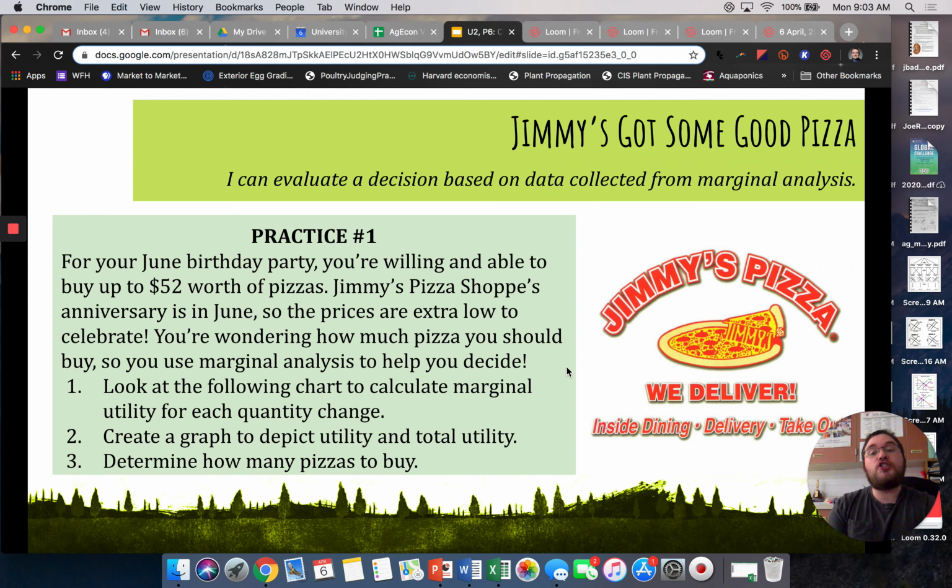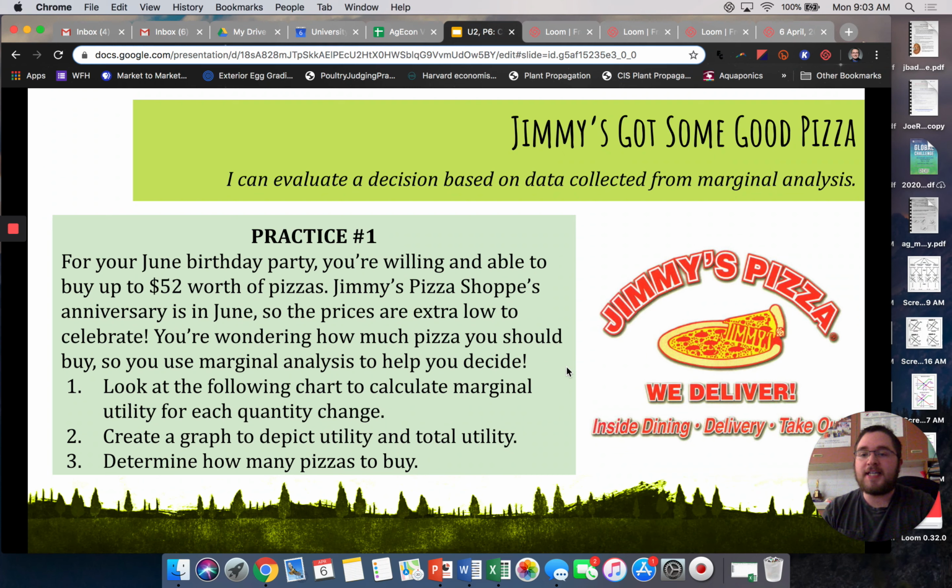Okay, for your June birthday party, you're willing and able to buy up to $52 worth of pizzas. I'm going to tell you, you can't spend more than $52. You don't have more than $52 budgeted, so $52 is the most you can spend.